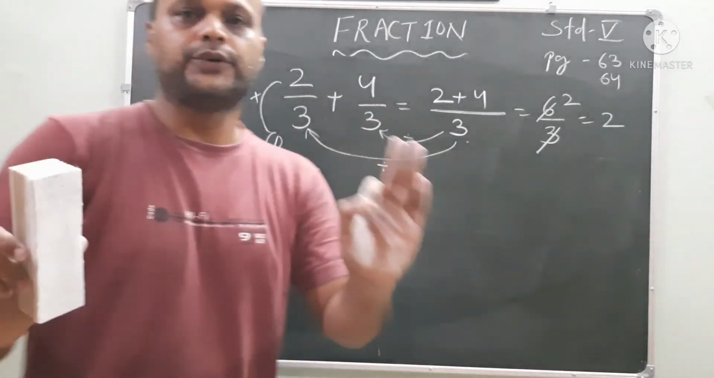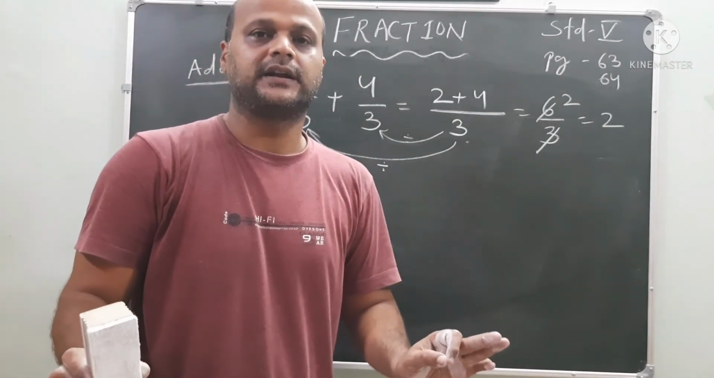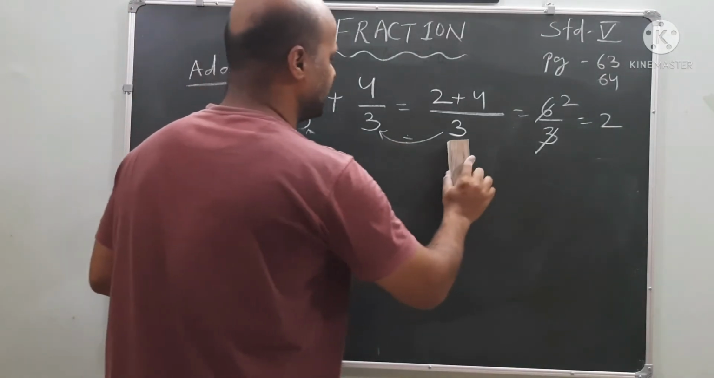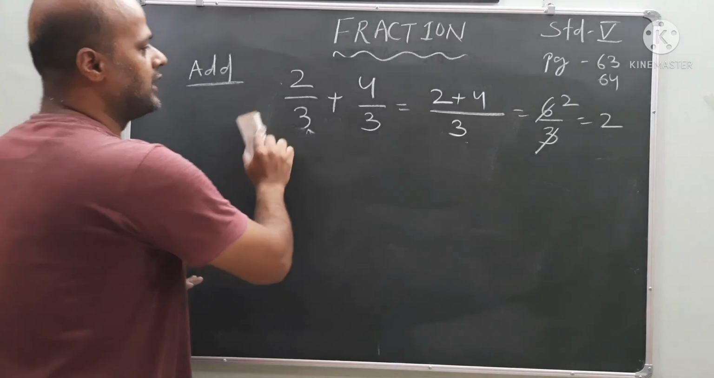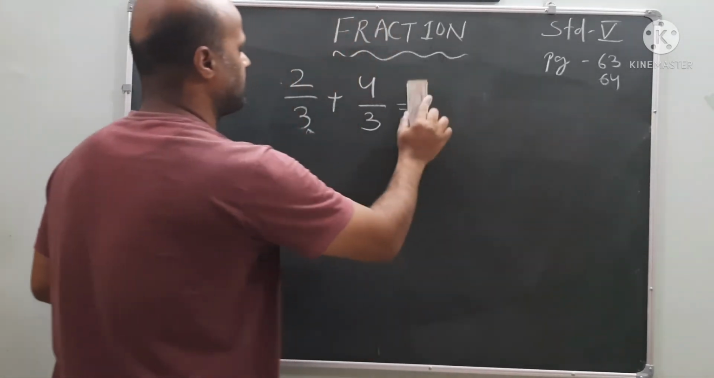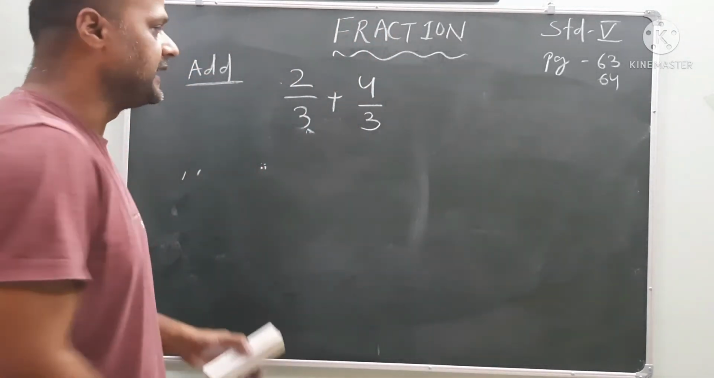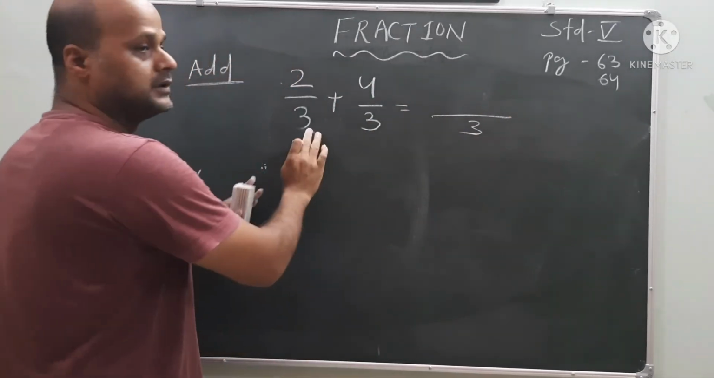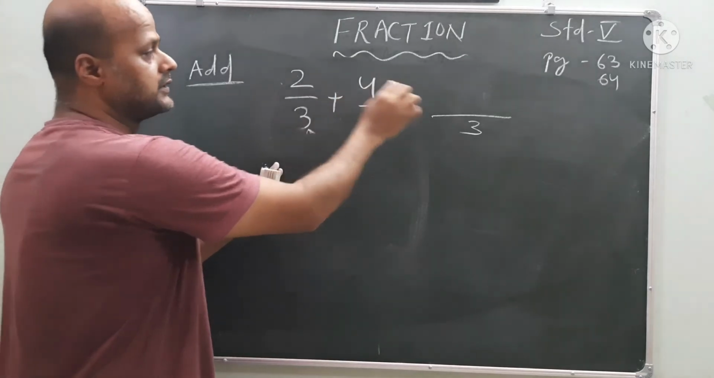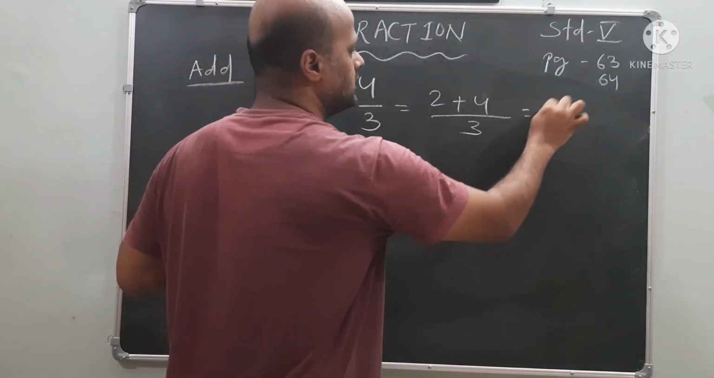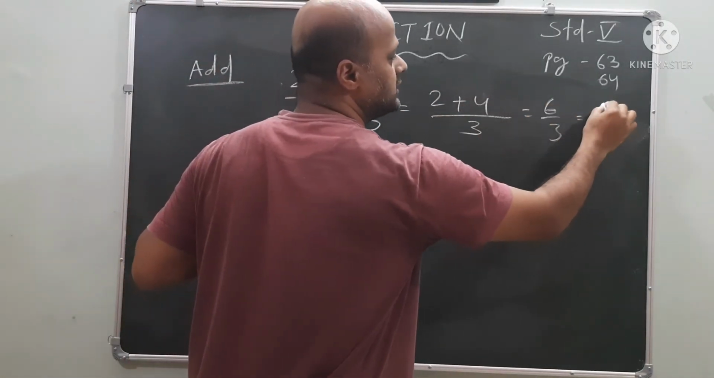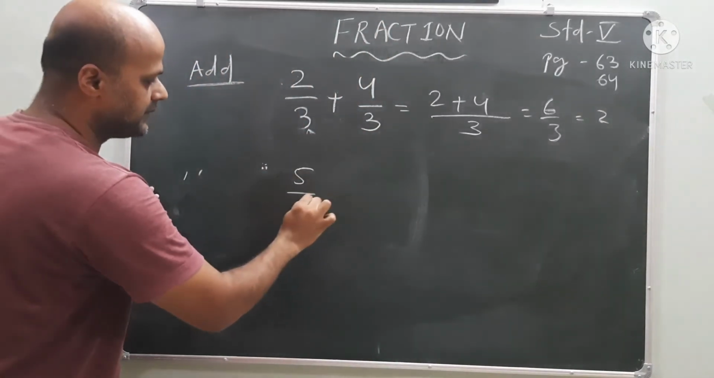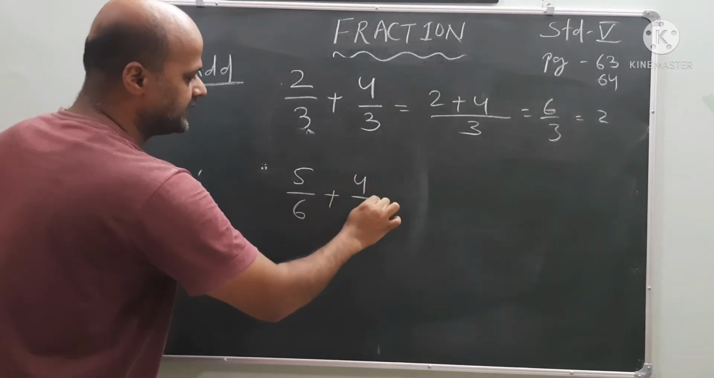Now, a simple example. A diagram, you can do it. Okay, in the simplest manner you can do it. If you are confused, then I will tell you what you have to do. If it is like this, directly, denominator same, put the denominator. And whatever the numerators are there, you have to add them. 6 by 3, how much? 2. Understood? One example. 5 by 6 plus 4 by 6.